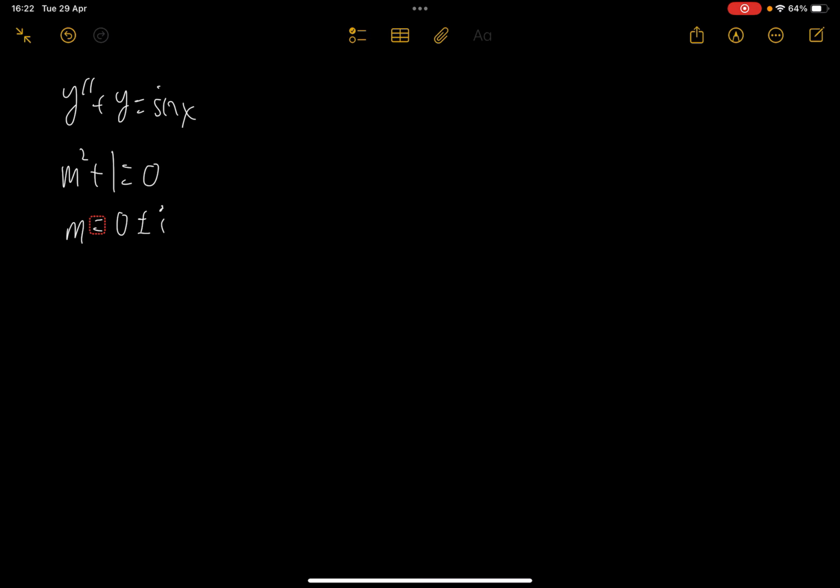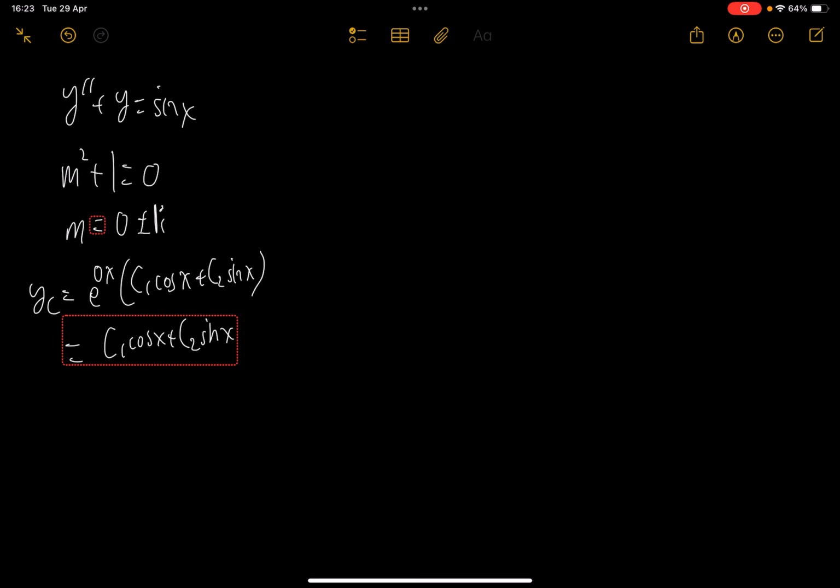Therefore, you can get our complementary solution, which is equal to e to the power of 0x, times c1 cosine 1x. You can see this 1i, therefore this 1x. So this is cos x plus c2 sine 1x, therefore sine x. And e to the power of 0 is 1. Therefore 1 times this entire thing, you get c1 cosine x plus c2 sine x. These are our complementary solutions. We only found the homogeneous part.